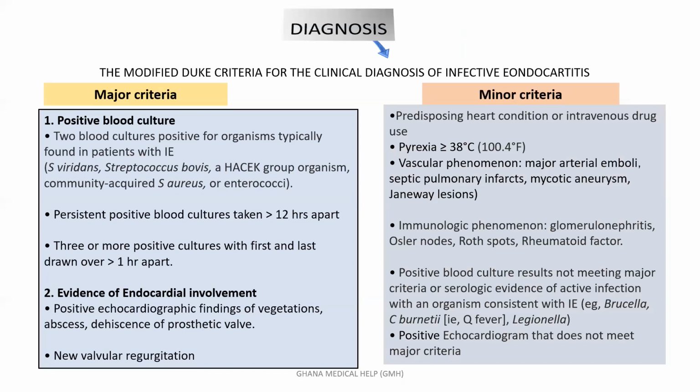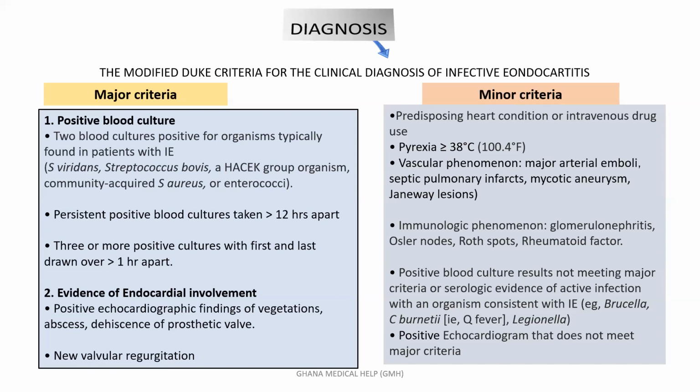For positive blood culture, we have 2 blood cultures positive for organisms typically found in patients with infective endocarditis, and then persistent positive blood cultures taken more than 12 hours apart, or 3 or more positive cultures with the first and last drawn more than 1 hour apart. 2, we have the evidence of endocardial involvement: positive echocardiographic findings of vegetations, abscess or dehiscence of prosthetic valve, and a new valvular regurgitation.